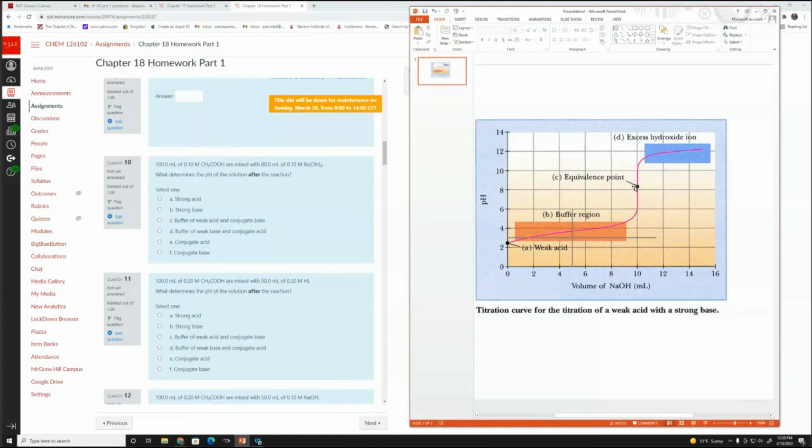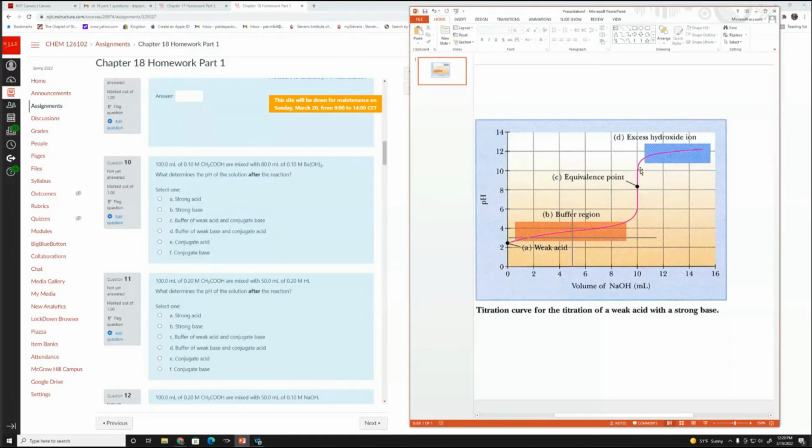Then the equivalence point, which means the volume of NaOH, and really the moles of NaOH or the strong base, whichever one it could be, but mostly NaOH, is equal to the moles of the weak acid. This means you have a complete neutralization of the weak acid, and the pH of this solution is determined by the conjugate base. You have to use the Kb and do an ICE chart with the Kb.